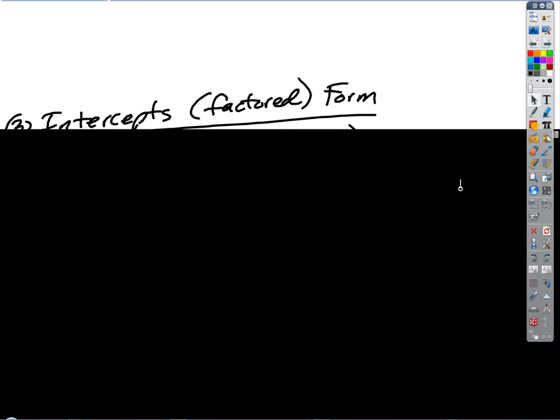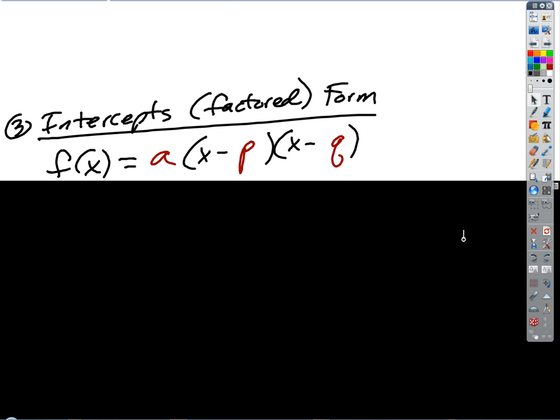Remember this one? This is the one where it's written as a product of factors. The form is a times the quantity x minus p times the quantity x minus q, and p and q represent the x-intercepts of the graph, right? If I wanted to sketch a parabola associated with a quadratic function in this form, I identify the values of p and q. Those are the x-intercepts. Now, the x-coordinate of the vertex is related to them how?